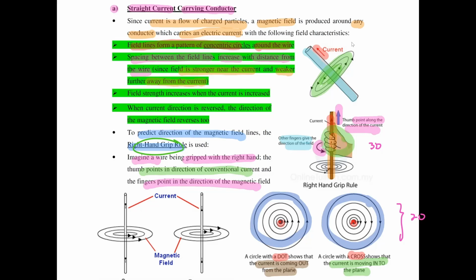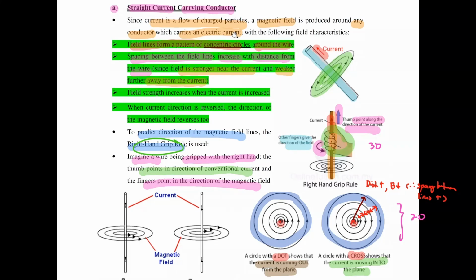So what this means is that if you're going away from the center of the wire, the spacing of your field lines must be drawn in such a way that it increases. Because the idea here is that if your distance increases, your magnetic field strength or your magnetic flux density must be decreasing. So therefore, spacing between lines must increase.